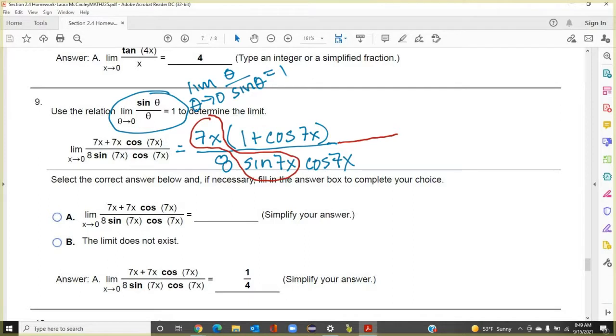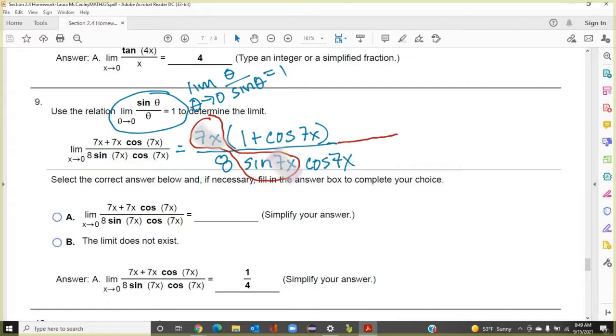There's already a match here. You see how it's the sine of 7x, which matches with that 7x. You guys probably can't really see that highlighting. So these match. So according to the theorem, the limit for that piece is 1.